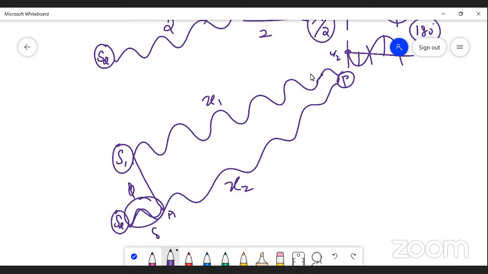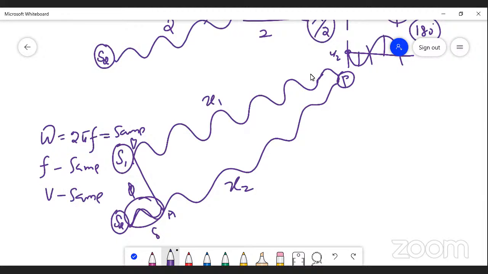This point is A, this point is B. The wave starts in phase because the sources are coherent. For coherent sources, I know well the angular frequency is constant, I mean the same angular frequency, which is equal to 2πf. So this is the same, and f is also the same. Velocity depends upon the medium, so the medium is also the same, so velocity is also the same. That's why they are coherent sources.